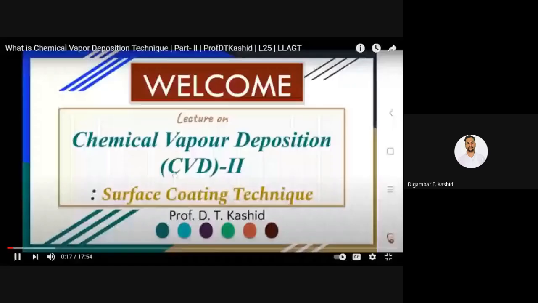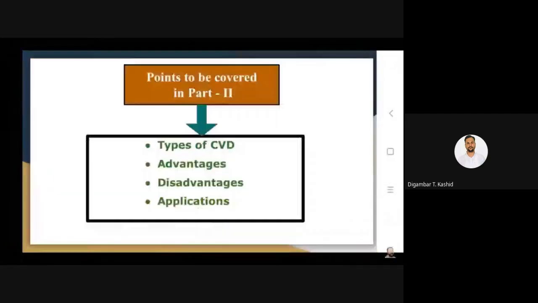During part one, we covered the introduction about CVD, then the construction of a CVD system, and we started the types of CVD system in detail. So the remaining types we will cover in this part 2. Okay, so let us begin.